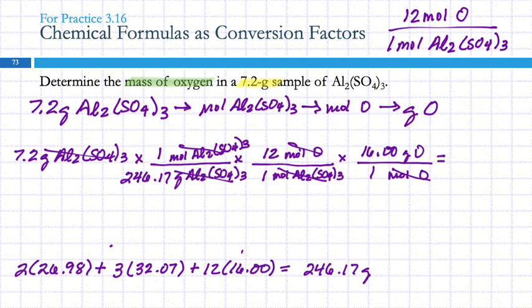7.2 divided by 246.17 times 12 times 16. Starting number had 2 sig figs, so my answer is going to have 2 sig figs. 5.6 grams of oxygen.